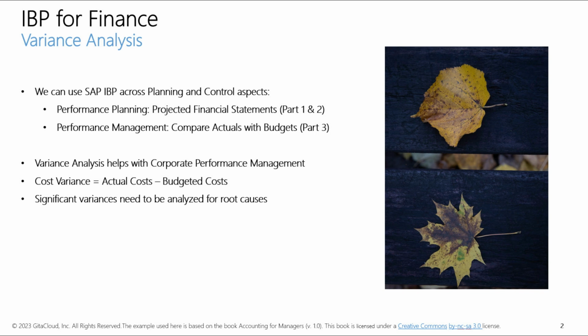We use variance analysis to understand how actual performance differed from planned performance. Variances are calculated as actual cost minus budgeted cost. Negative values for variances are favorable, as this means that actual costs were lower than budgeted costs. Significant variances should be analyzed for root causes and corrective action. We will compare 2022 actuals with budget to showcase variance analysis.